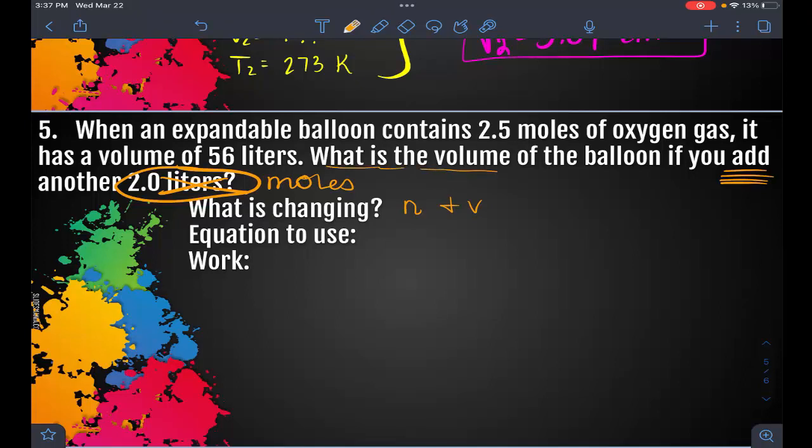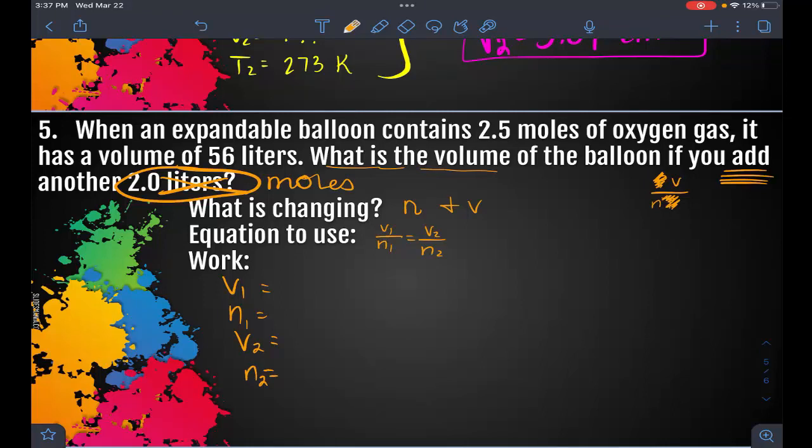All right, so the equation to use if we think through PV over NT, get rid of pressure because it doesn't mention pressure changing, and get rid of temperature, doesn't mention temperature, just V over N. So my equation is V1 over N1 equals V2 over N2. So this is Avogadro's law. Okay, so the work that we do, we need to make our list, V1, N1, V2, N2. All right, let's go back and reread it.